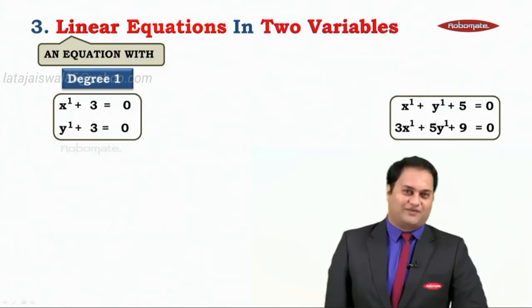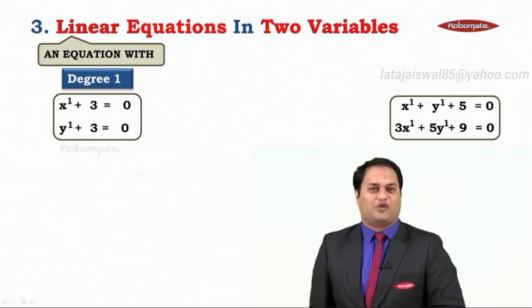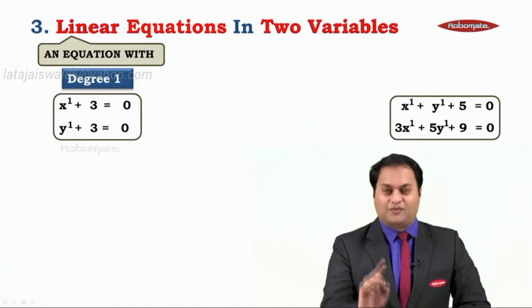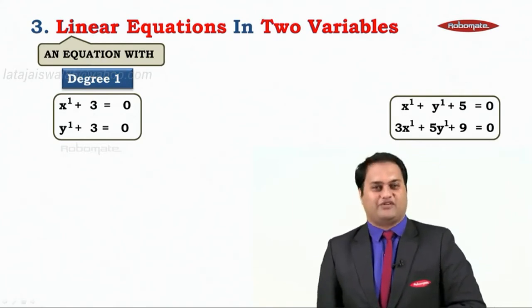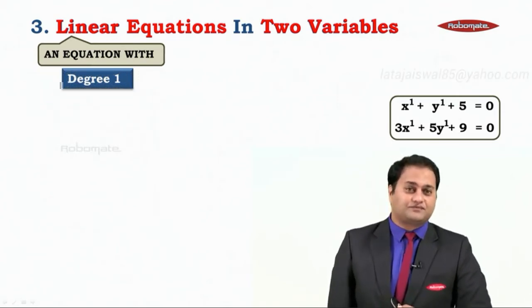But then in this chapter, we are only dealing with those linear equations which are having two variables in it. So look at the first two equations. X plus 3 is equal to 0 and y plus 3 is equal to 0. These equations are linear, but these are linear equations in one variable. There is only one variable present there. That's why we won't be dealing with such equations in this chapter.